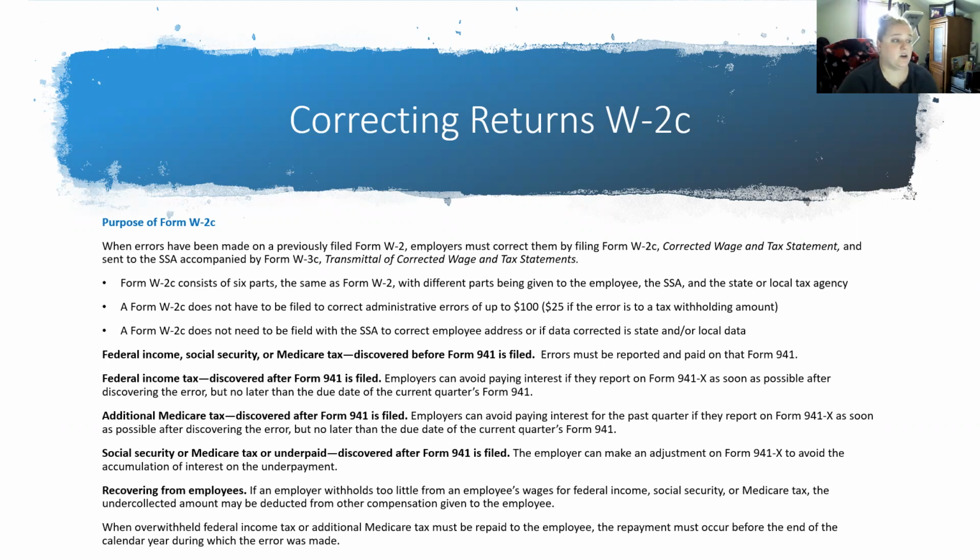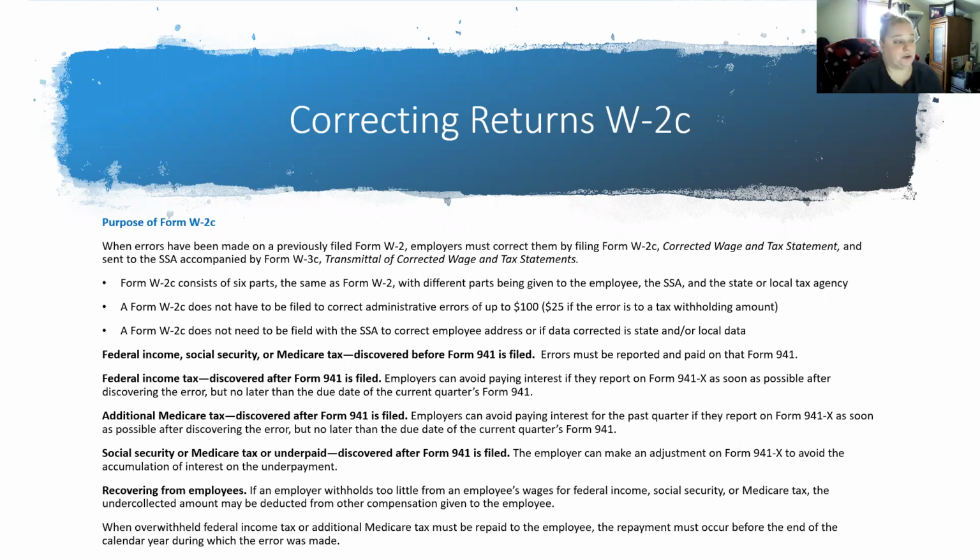Corrections usually come with a C behind the name of the form, which is super convenient because it's easy to remember. So if you're correcting a W-2, you use a Form W-2C. And this needs to happen when wages have been reported incorrectly, or taxes have been reported incorrectly, or a Social Security number is wrong, or something like that.